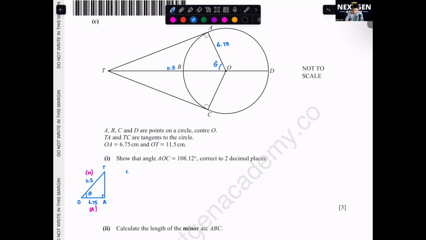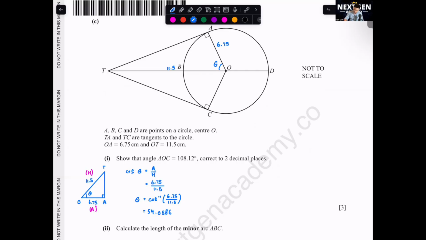Ka. So cos theta equals A over H. A is 6.75 over 11.5. Theta will be inverse cos 6.75 over 11.5, which will get 54.0586. Okay, don't round up in this middle one. When you do angles, try not to round up until the final answer.